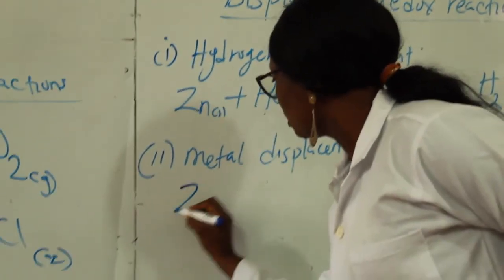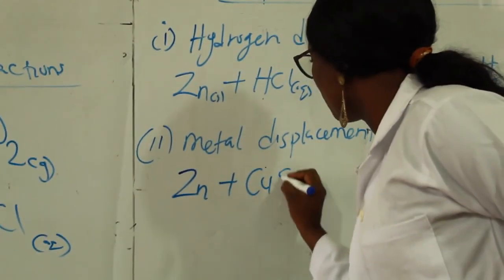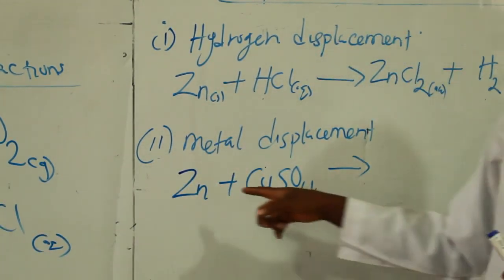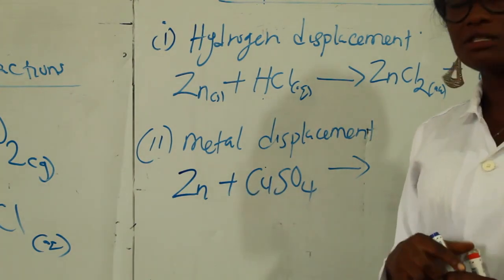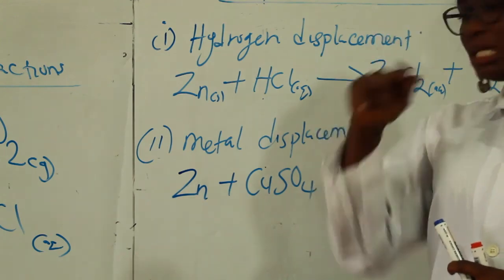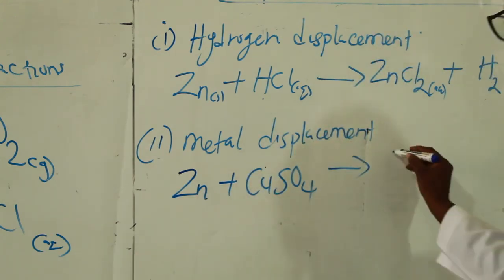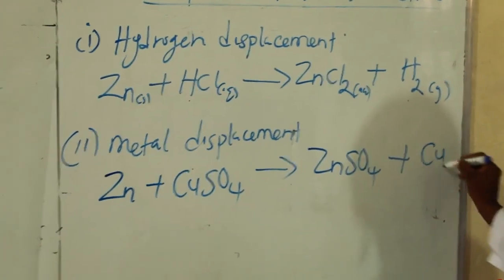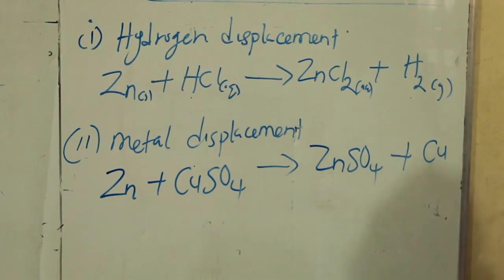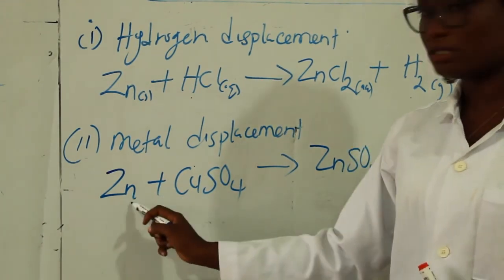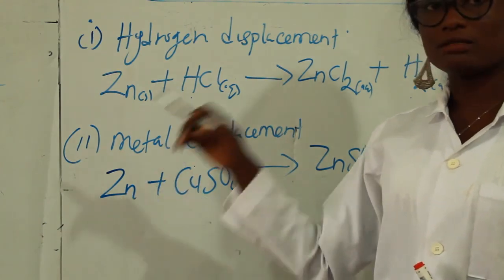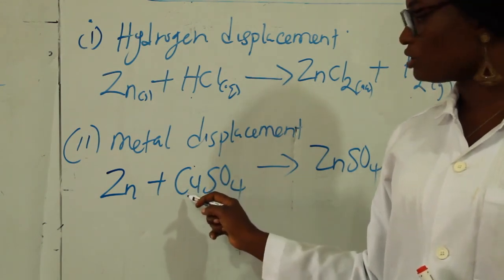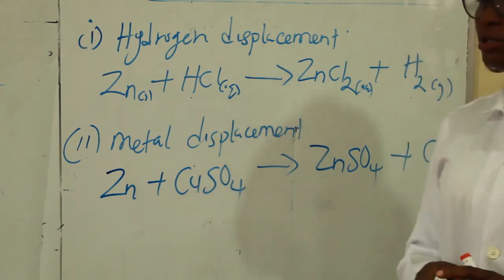For instance, you have zinc plus copper sulfate. This reaction can happen because copper is below in the reactivity series, and zinc is in the middle. So zinc can displace copper from this compound to form zinc sulfate plus copper. This is another displacement reaction, but between metals. This is a metal, this is a metal. Because zinc is at the middle of the activity series, it can displace copper, which is not very reactive.